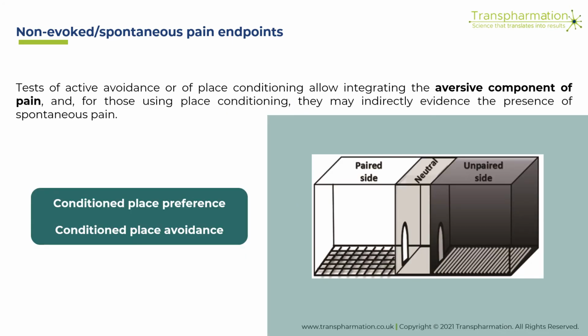We can also test for non-evoked or spontaneous pain by using tests of active avoidance or of place conditioning that allow us to integrate the aversive component of the pain into the test. We can use a conditioned place preference or conditioned place avoidance test for this.